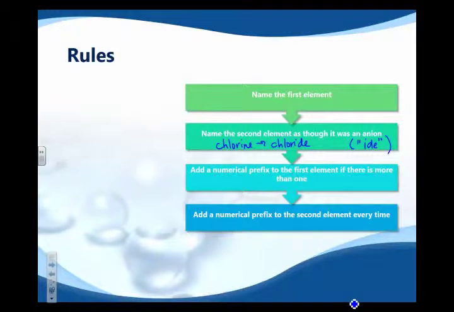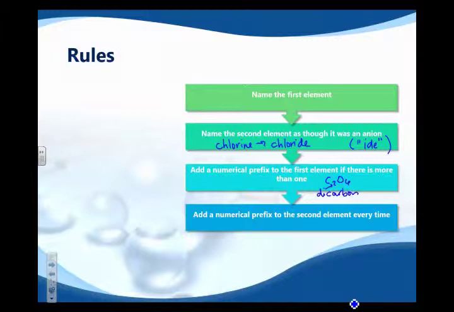Secondly, we'll add a numerical prefix to the first element if there is more than one present. So for instance, if I had C2O6, then my name would say dicarbon, because I have two carbons, and di is the numerical prefix for this.